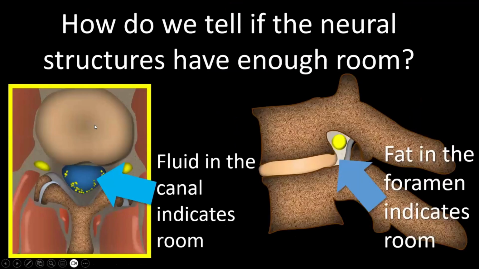So how do we tell if the nerves have enough room? If their clothing, shall we say, fits loosely, tight, or too tight? So what we do is we look at the space around them. Now, for the canal, it's CSF. If there's enough room, the extra space will be filled by CSF. For the foramina, it's fat. If there's extra room, it's filled by fat.